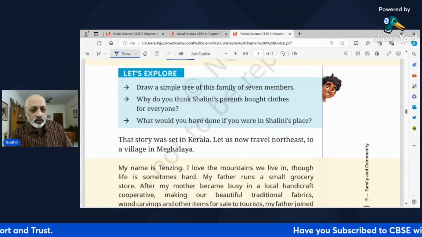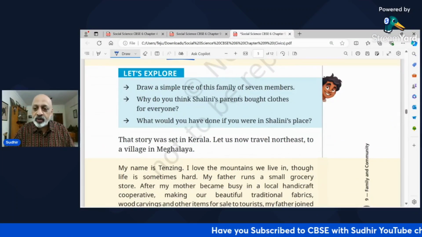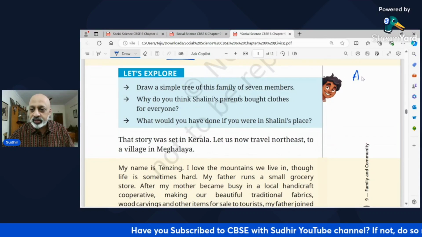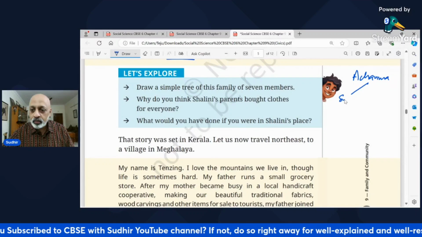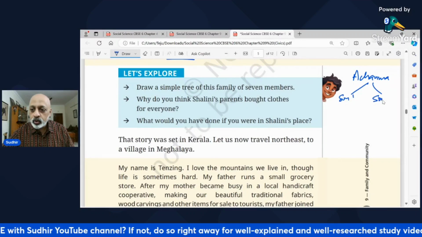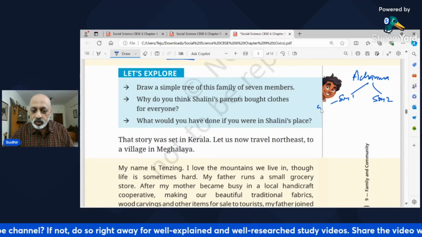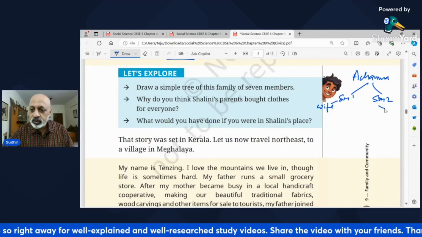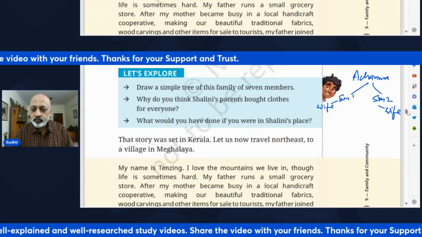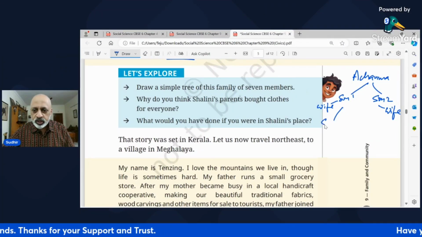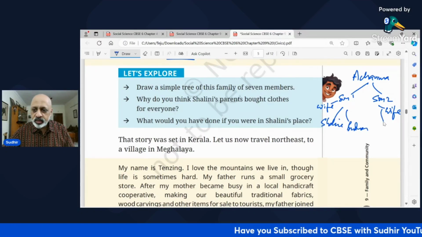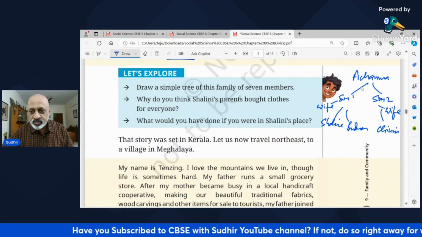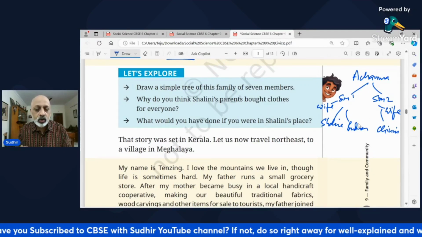Draw a simple tree of the family members. Now, how do you draw a family tree? Family tree is drawn like this. So you will have Achama. Then you will have son number 1, son number 2. Then you will have his wife, this is wife. Then you have Shalini and her brother, and in this case, it is Chinni. So this is how you make a family tree. It comes like the branches of a tree. That's how it is made.